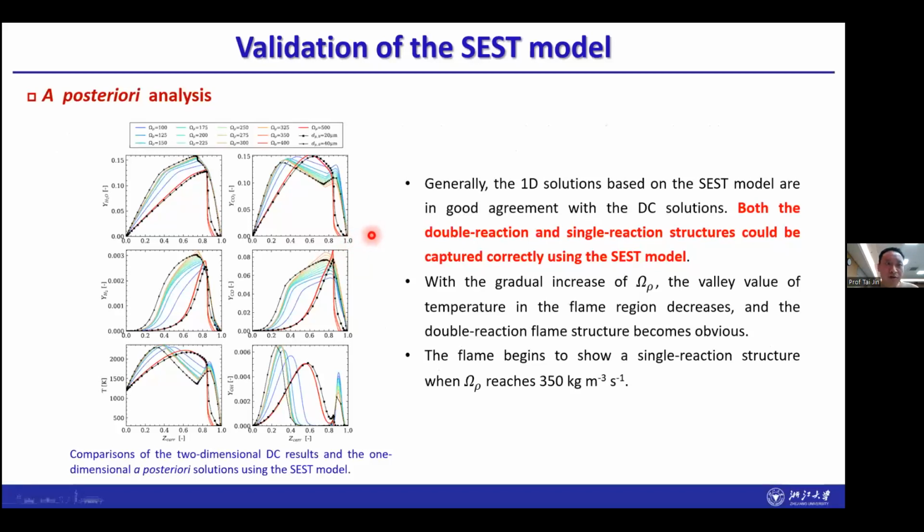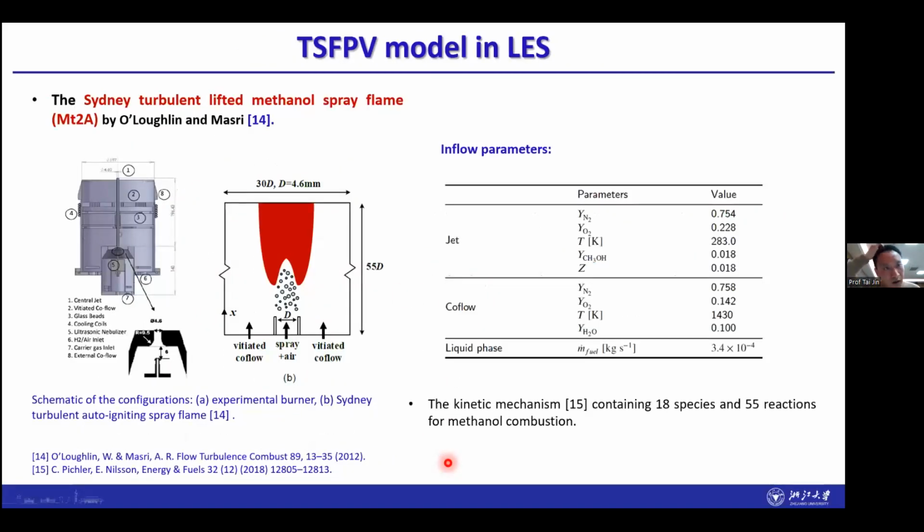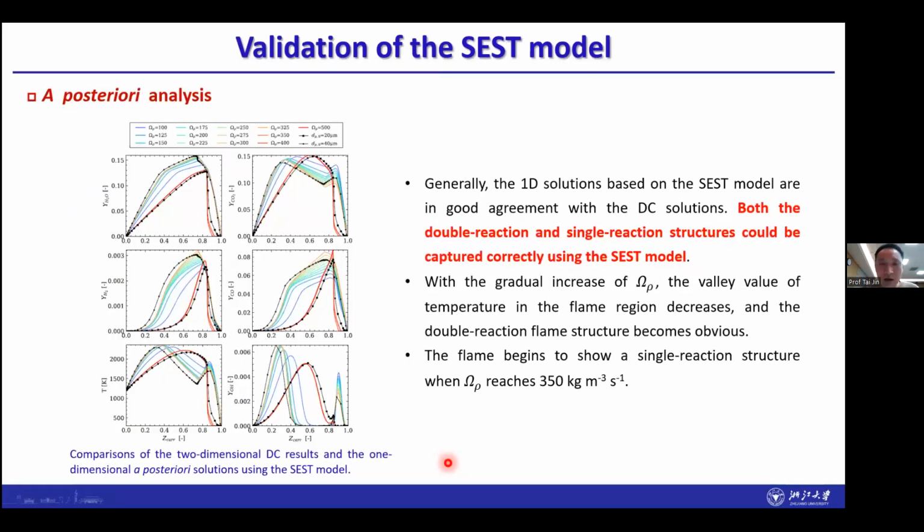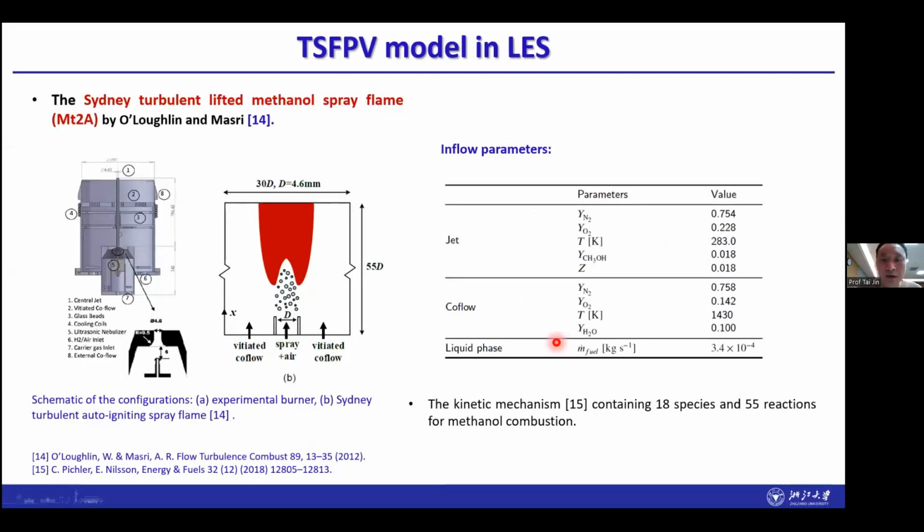Okay, we also do the a posteriori analysis, and this figure shows that the SCST model can also reproduce the source term. We can see the comparison between the dotted line and the line from calculations, and these two lines agree well with each other. So this is the first solution to the first issue. We have got the theoretical model for the spray evaporation system.